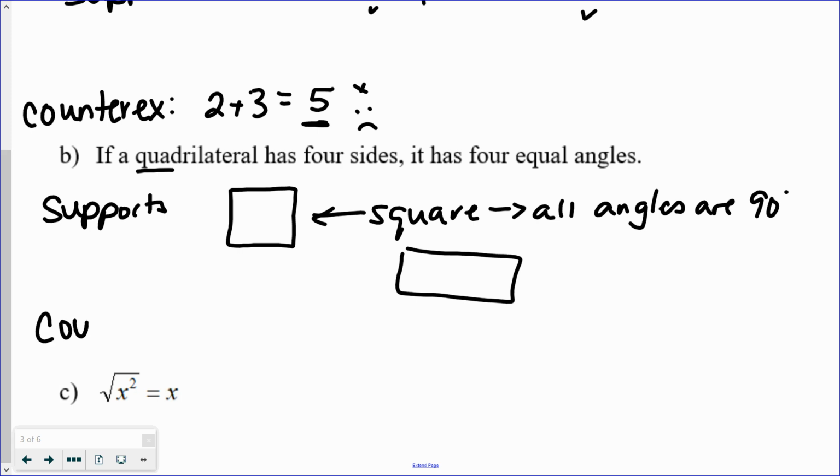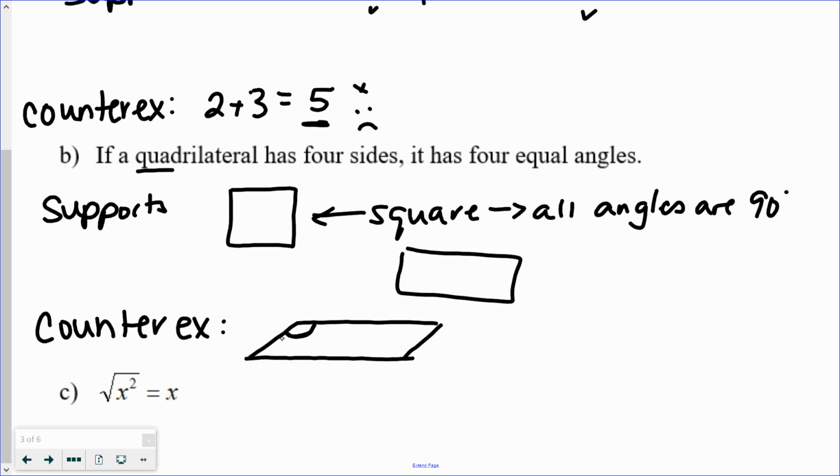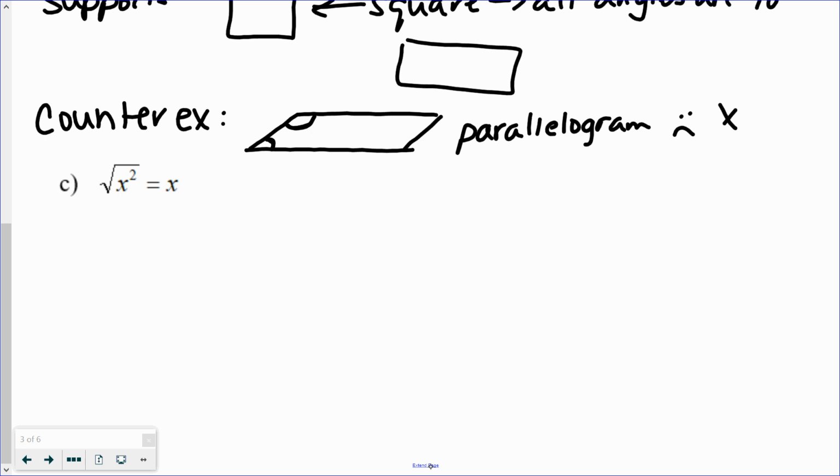So a counterexample would be like a parallelogram. So you can see this angle is a lot bigger than this angle. So it does not have 4 equal angles. So that invalidates that original conjecture.